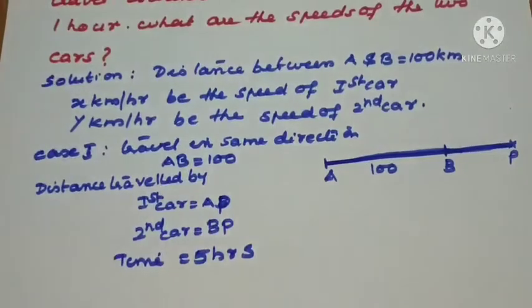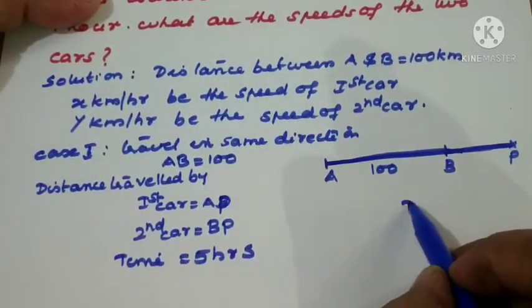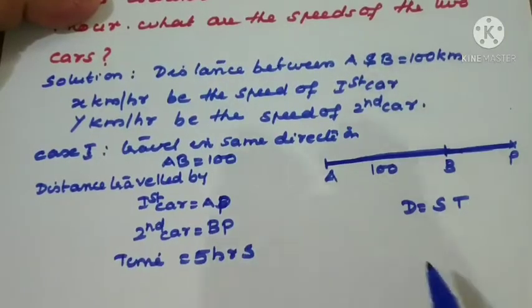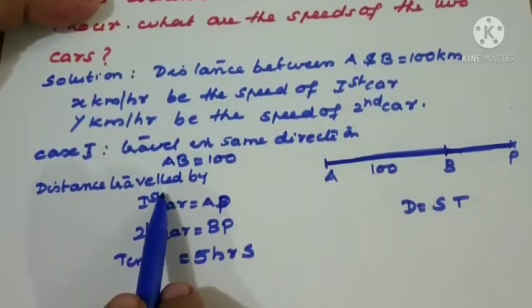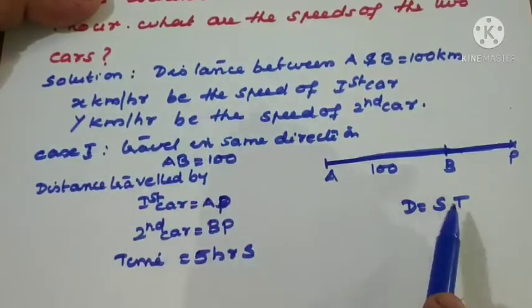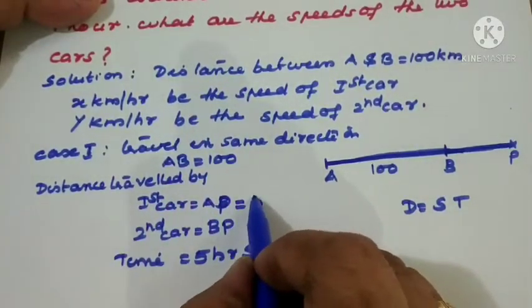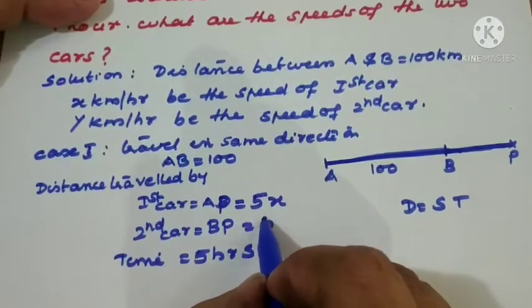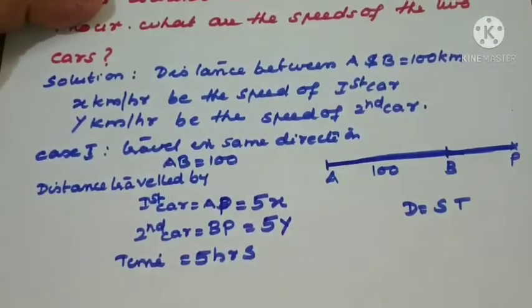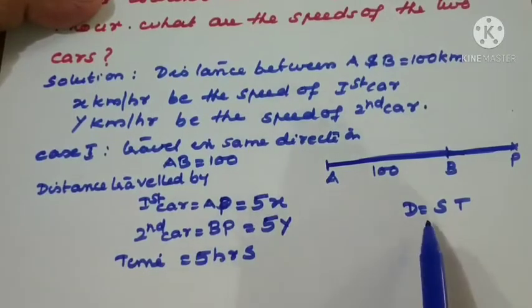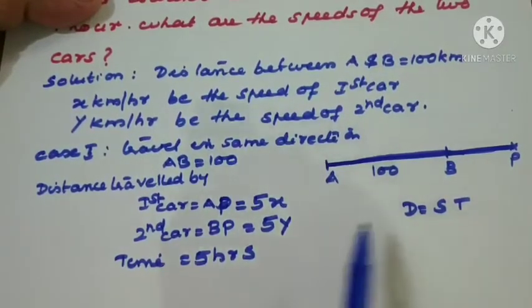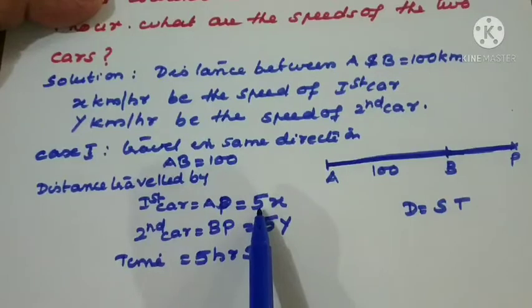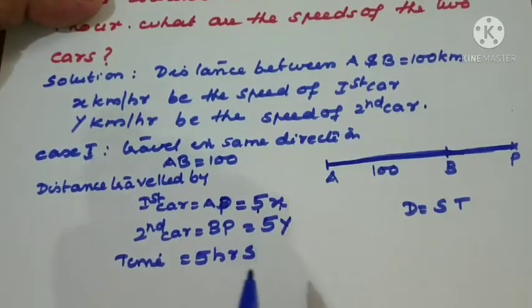So we know that distance is equal to speed into time. What is the speed for the first car? x is the speed we have taken. And what is the time? 5. So 5x. Similarly 5 into y. Got how we got AP and BP? AP distance equal to speed into time, speed is x, time is 5, so 5x and 5y. So with respect to the time we have got this one.